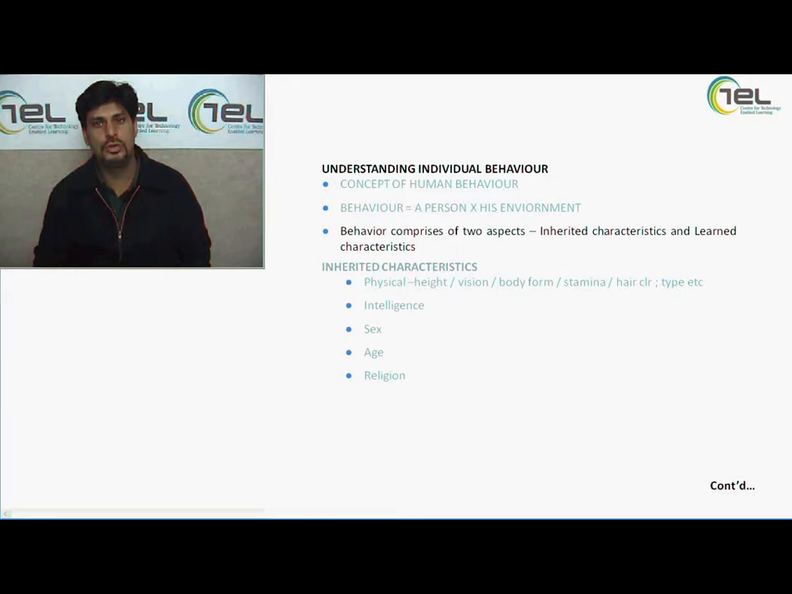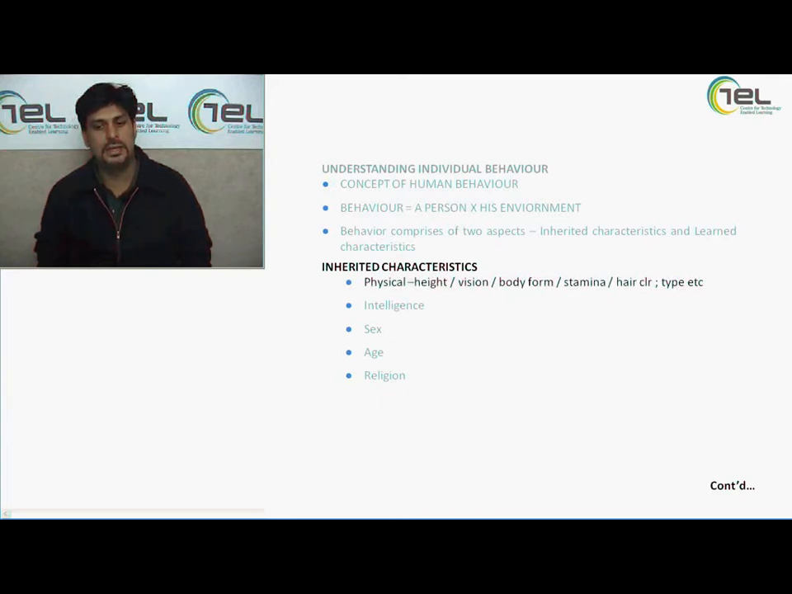All human beings go through two aspects. One, what they have inherited from their forefathers or their parents. The second, what they have learned in their lifetimes. Both these things combined together help a person in giving out his or her behavior. Now, the inherited characteristics definitely play a role in our behavior, but not a very huge role as far as behavior goes. Let's look at what the inherited characteristics are.